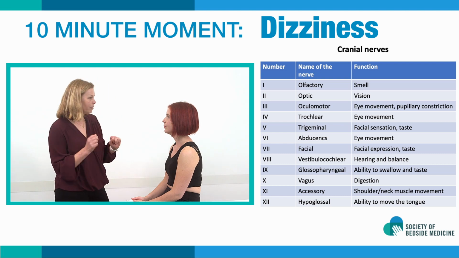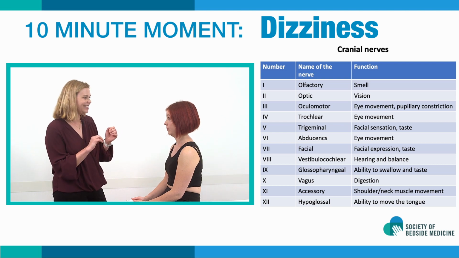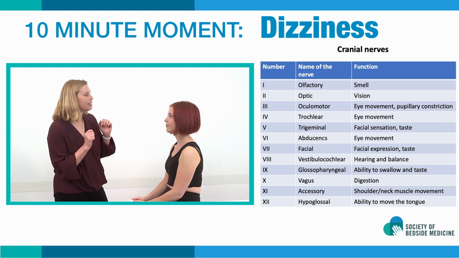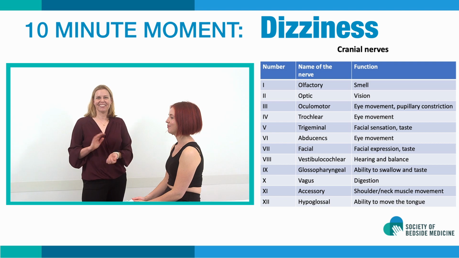Now I'm going to have you make funny faces. Can you close your eyes as tightly as you can? Perfect. Open your eyes, raise your eyebrows. Great. Can you blow up your cheeks? Good. And then can you give me a big smile? Good. That's cranial nerve 7, the facial nerve.